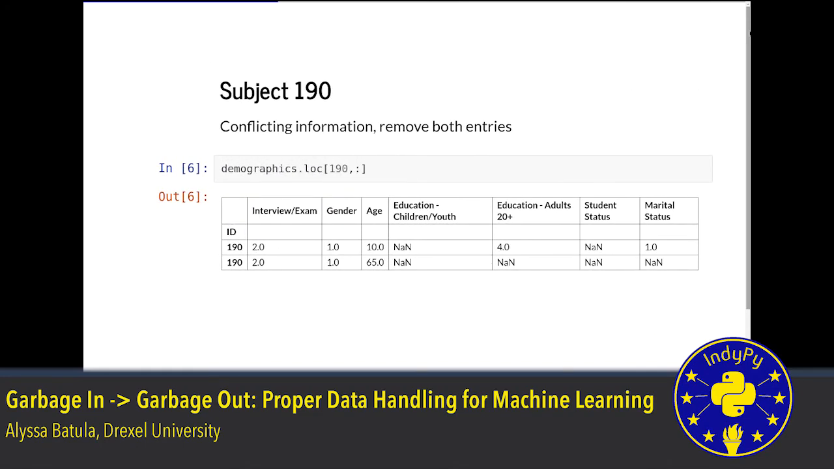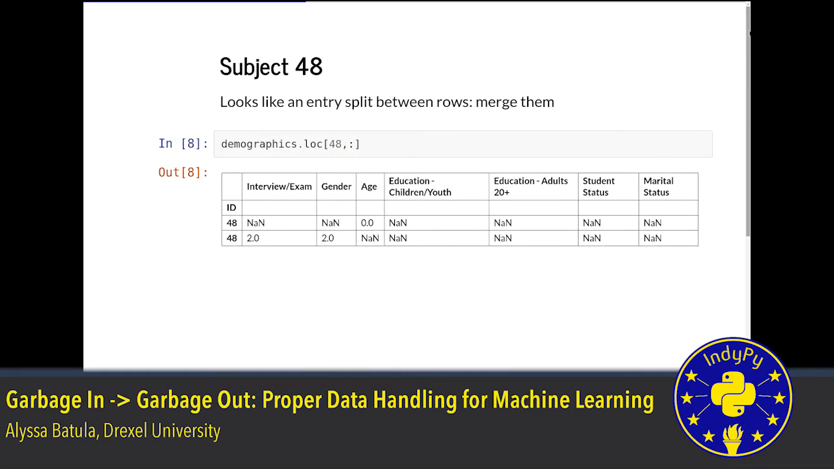So unless you can find out who this person was and what their age really is, it's best to just get rid of these types of duplicates because you don't know what the problem was. Maybe it's two different people. Maybe they were accidentally recorded twice with a mistake in one of the entries. So you remove that. Another possible problem is that the data is split between two entries. So one entry only has the age, the other entry has its value for the exam and the gender.